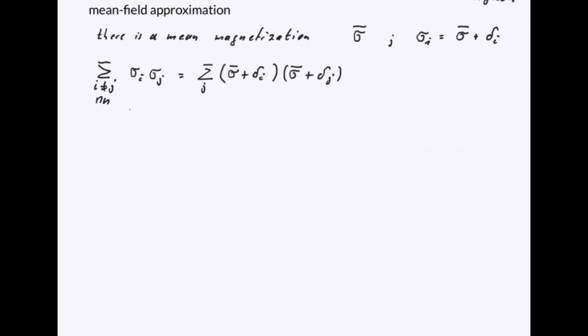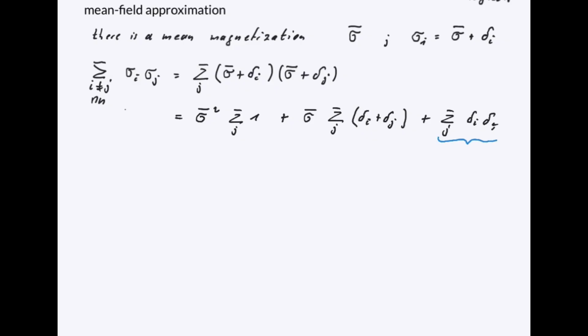In calculating the product, we obtain 3 terms. The first is the sum over all j of sigma bar squared. The second term is equal to sigma bar times the sum over all j of delta i plus delta j. And the last part is the sum over all of delta i times delta j. Now, in the mean field approximation, we assume that this last term is equal to 0. What we actually do is that we neglect correlations in the spin values.